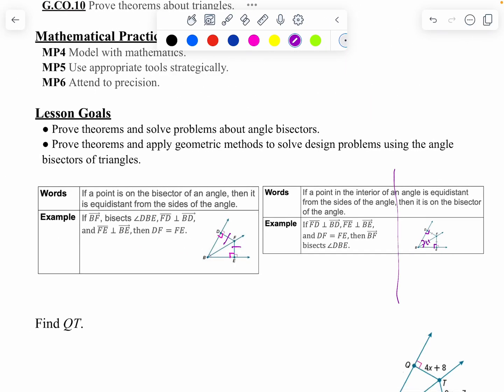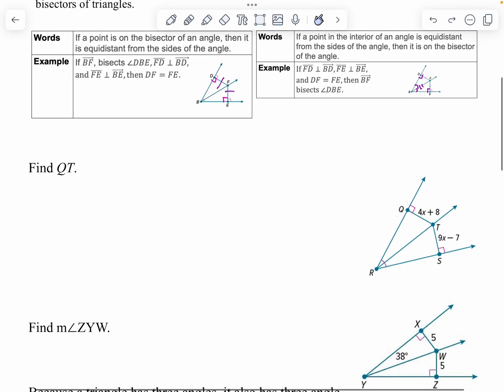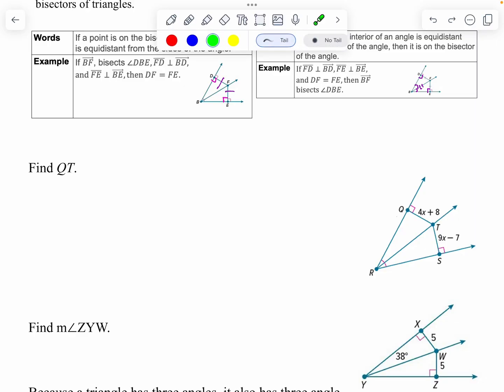Now, just to apply it, whoops, I got a little extra segment there. Notice on this first example, we're supposed to find QT. The first thing I notice is I've got an angle bisector, don't I? I'm cutting this angle in half. Since I've got an angle bisector, I know my distances from each side are the same. In other words, 4x plus 8 equals 9x minus 7.